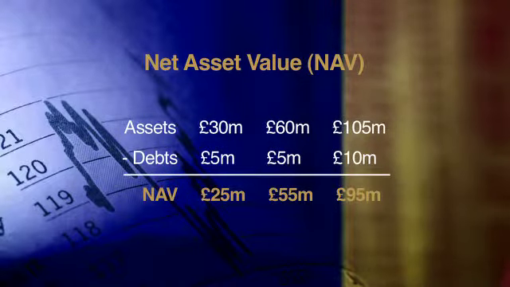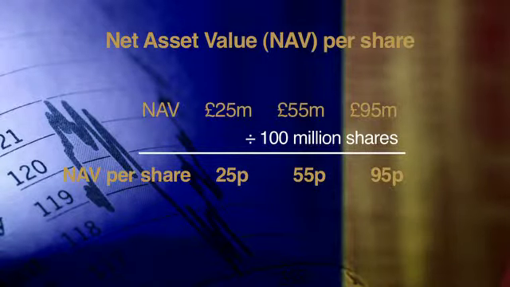Net asset value, NAV, is the value of all the assets an investment trust holds minus any debt it has. The ability of investment trusts to borrow money and invest it is a big advantage, as we'll see later. The NAV is a key measure of how good or bad the fund manager is at picking investments. Investors want to see the NAV per share go up. This is calculated by dividing the NAV by the number of shares.